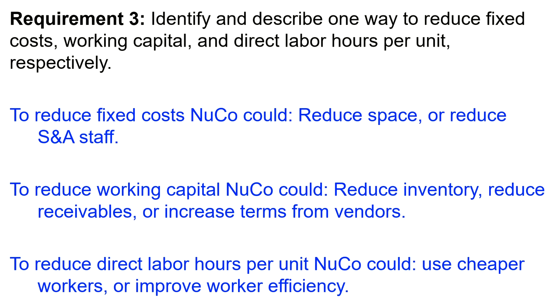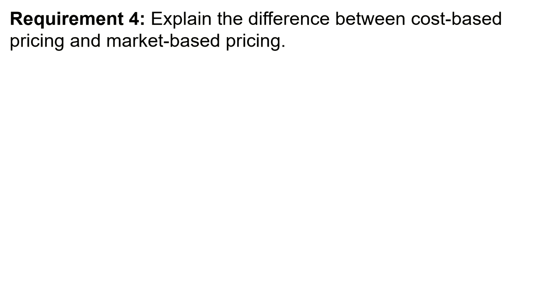I'm sure they're not the only ones if we were to sit down and think about it a little bit more. But we're just answering the question. They want 3 different areas. How we can reduce fixed costs, how we can reduce working capital, and how we can reduce direct labor hours per unit. What is it that we're able to do? So that's requirement number 3.